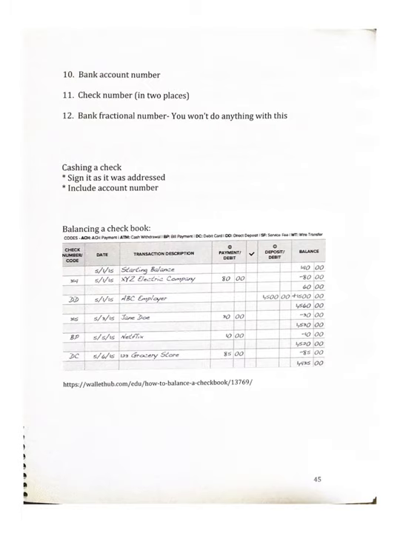The next one is your bank account number. And so that is unique to you, whereas the routing number belongs to everyone who has that same bank. The account number is unique to you. Number 11 is the check number. You'll notice that it's in 2 different places on the check. And then number 12 is the bank fractional number. We actually don't do anything with it.